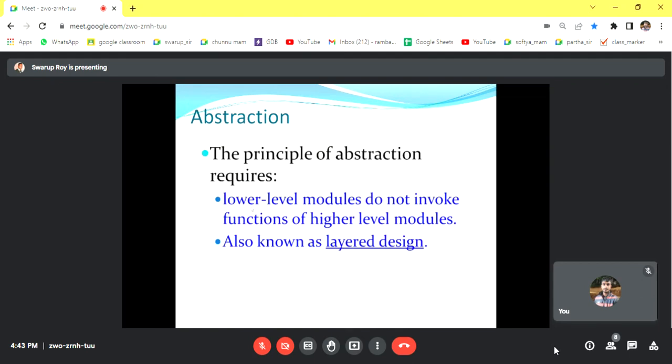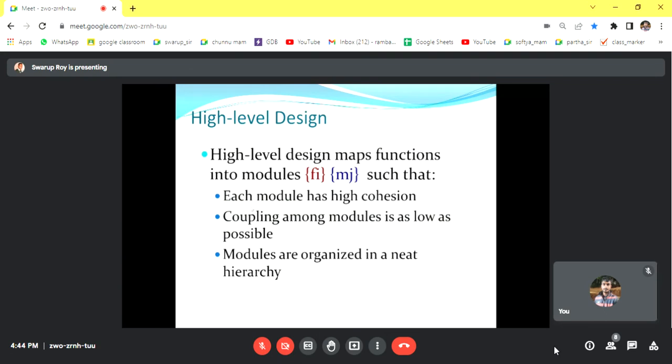The lower level modules do not basically invoke functions of higher level modules, because if it is like that, then there will be an arrow from lower level to the higher level. That is not encouraged. If it is not like that, then we will say these are layered, because layerings are very clean. If you have a back arrow to some higher level, then you cannot say this is a good layered design. So that is to be avoided.